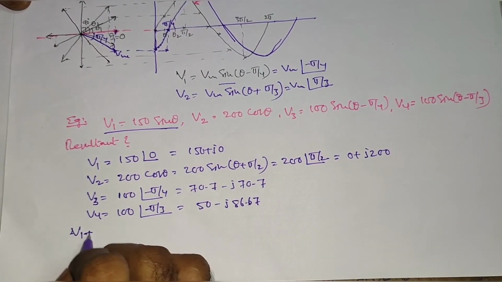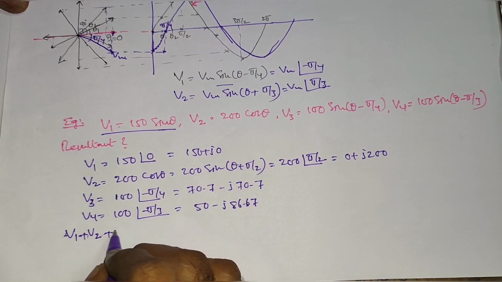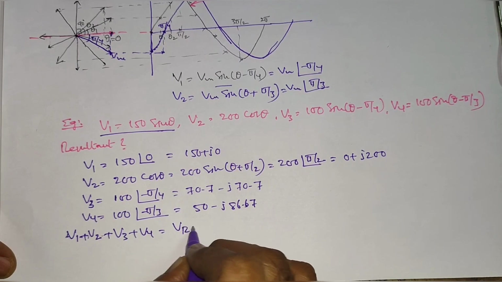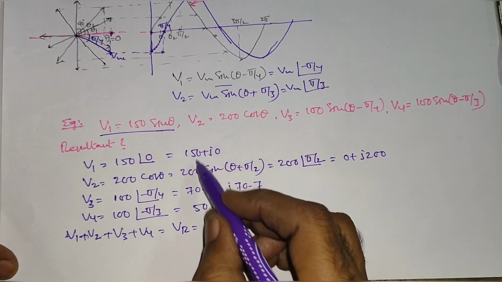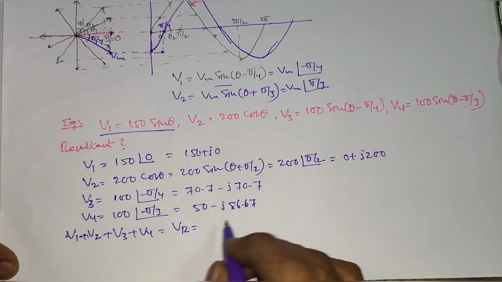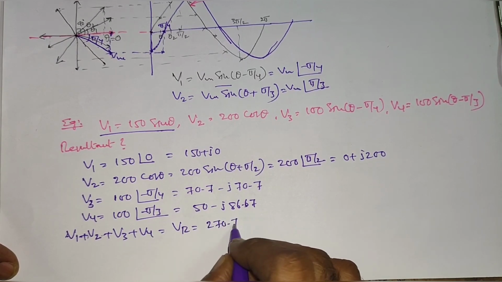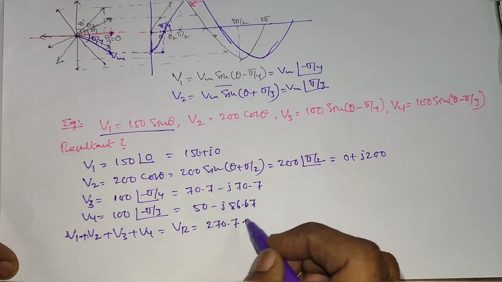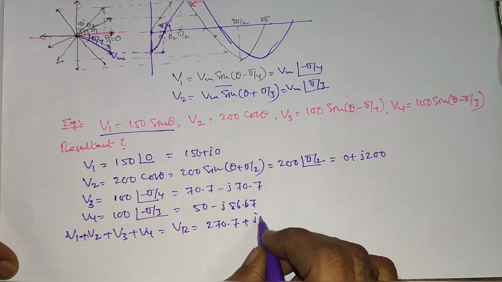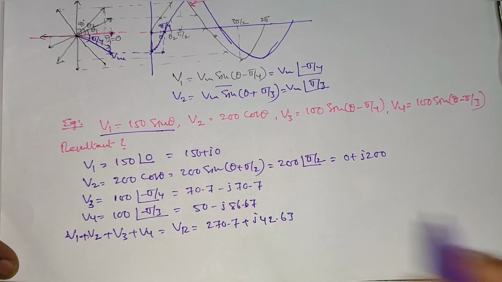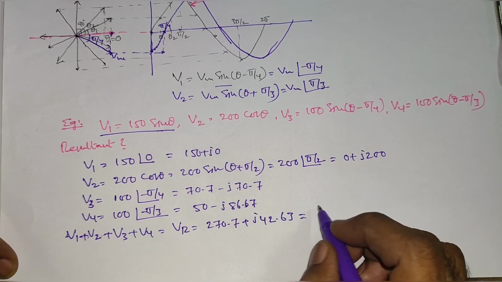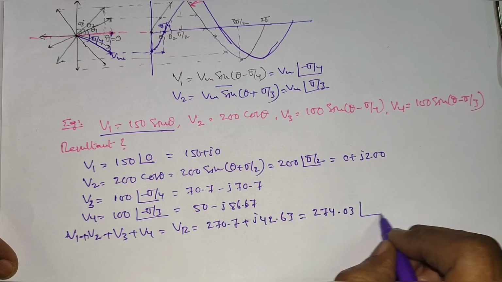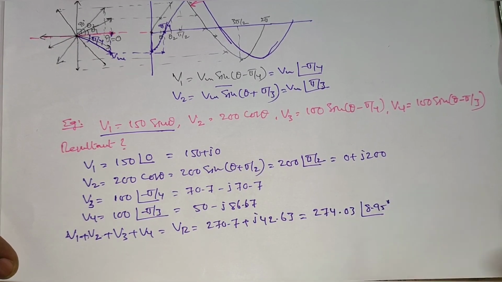We are going to have the resultant as V1 plus V2 plus V3 plus V4, which is the resultant VR. So if you add these real components, we are going to have 270.7 as the real component, and if you consider the imaginary components of all these vectors, we are going to have plus j42.63, and again convert this into polar form. We are going to have 274.03 at an angle of 8.95 degrees.